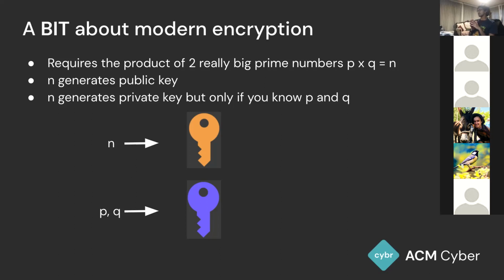What it depends on is that you can generate two really big prime numbers and generate the product of it, but it's really hard for anyone who just knows the product to be able to factor it and get the two prime numbers. For classical computers, this takes such a long time that it is not going to be possible for you to break an encryption like this.